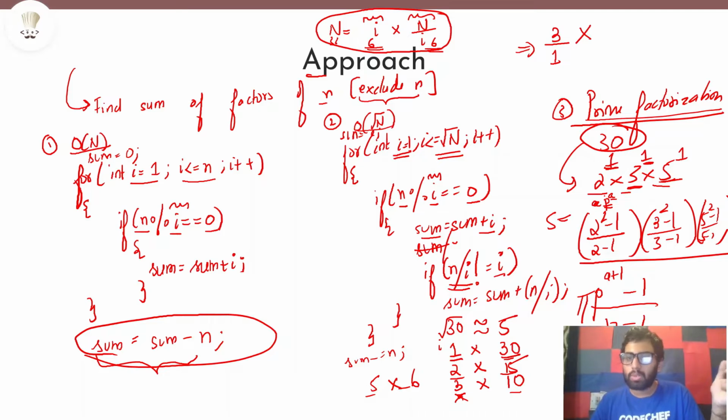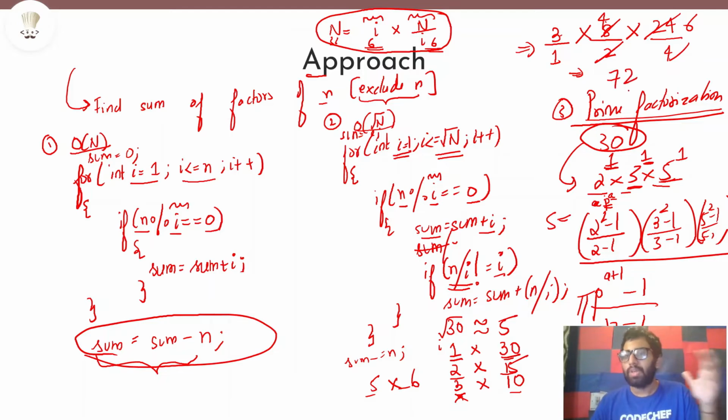Now if you do 3 square minus 1, you get nothing but 9 minus 1, that is 8. And when you do 3 minus 1 in the denominator, what you get is nothing but 2. When you do 5 square minus 1, you get 25 minus 1, that is 24. And then when you do 5 minus 1, what you get is nothing but 4. So when you take this product, you get 4 here, you get 6 here. So 3 into 4 is 12, 12 into 6 is 72. So we get that the sum of all the factors of 30 is 72.